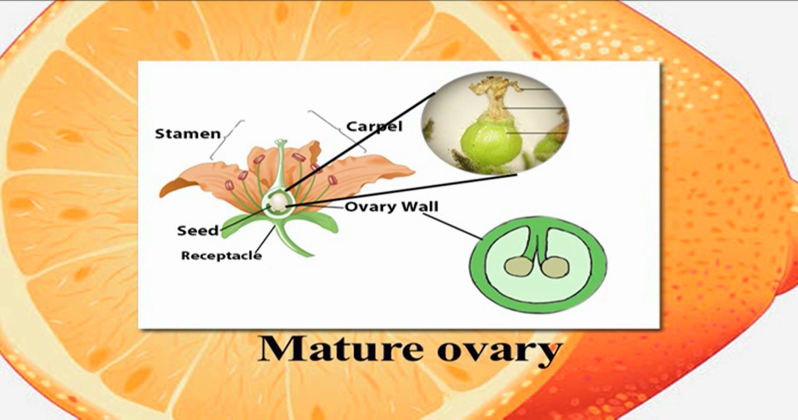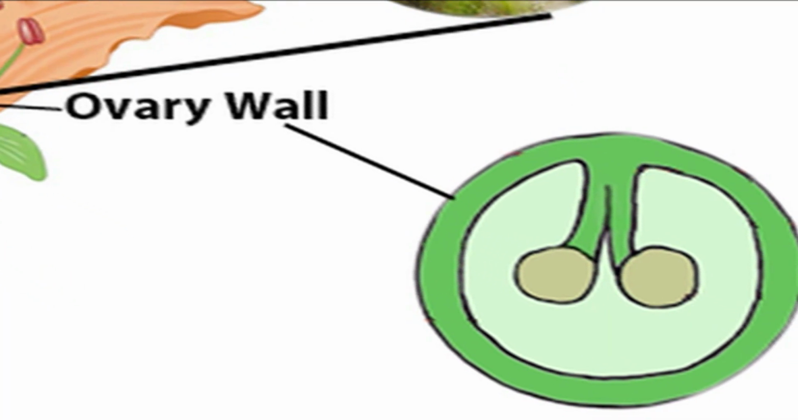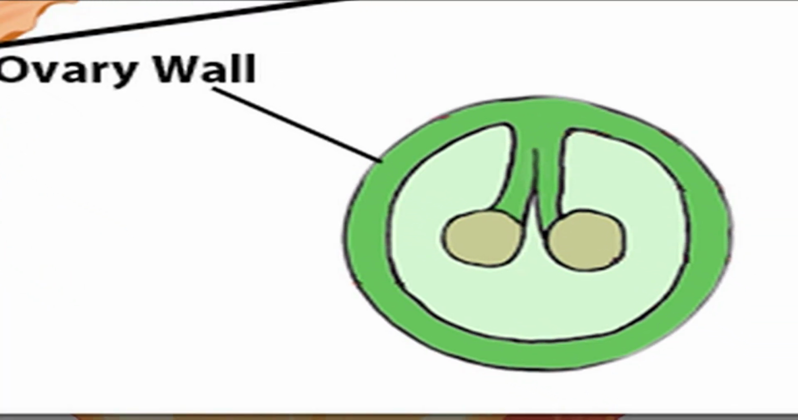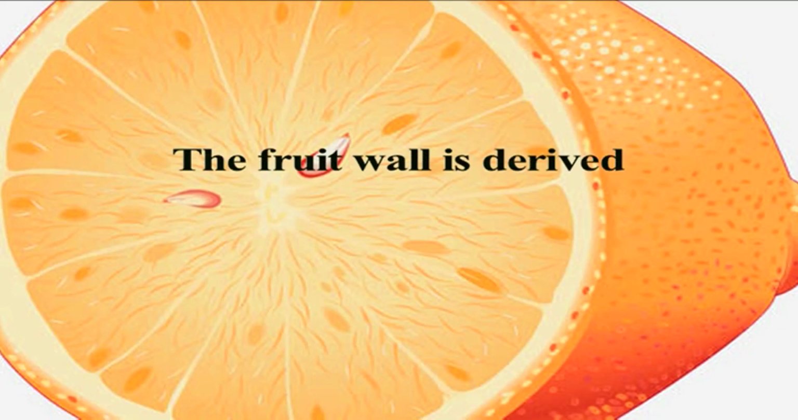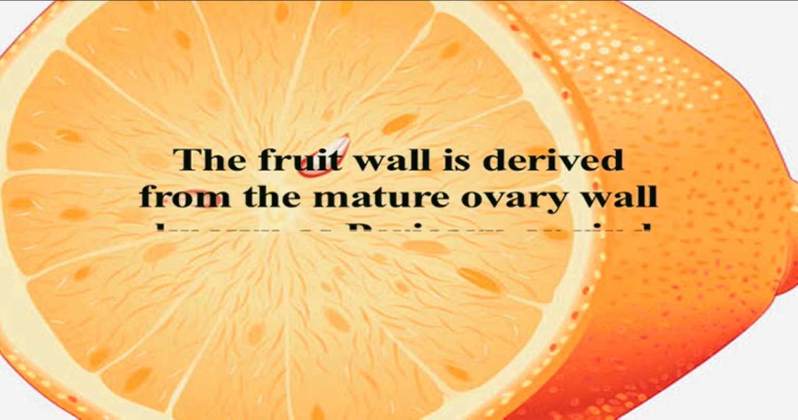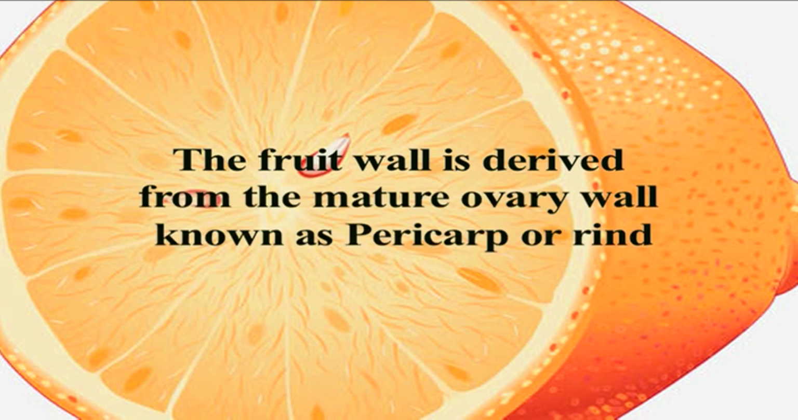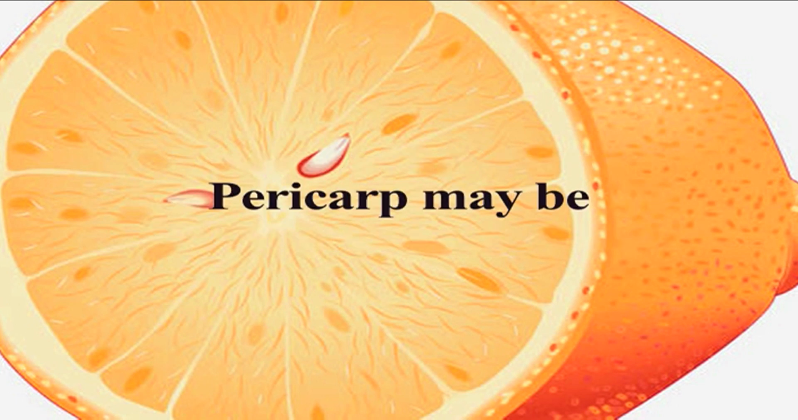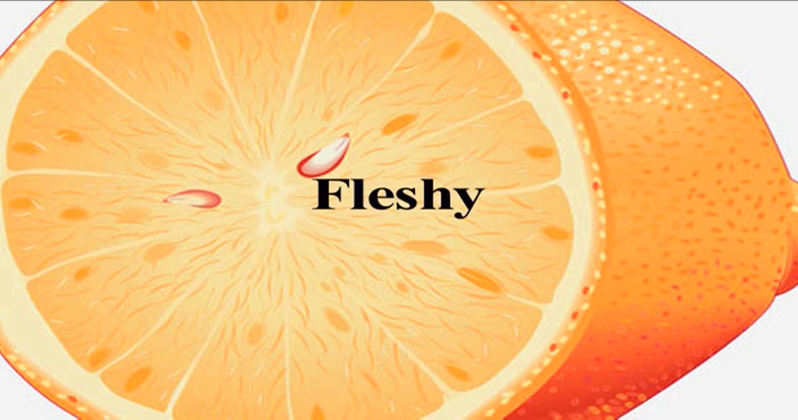What is a fruit? A fruit is a matured ovary or ovaries of flowering plants plus any fused associated accessory part. It comprises of a fruit wall which normally encloses one or more seeds. The fruit wall is derived from the mature ovary wall and is known as pericarp or rind. The pericarp may be dry, hard or fleshy.